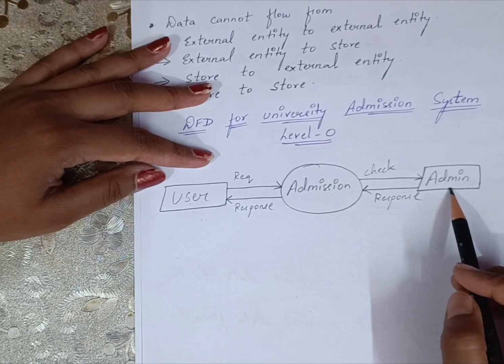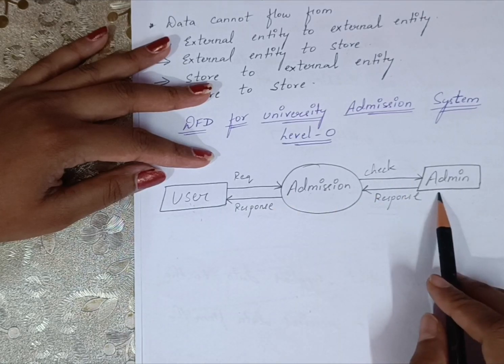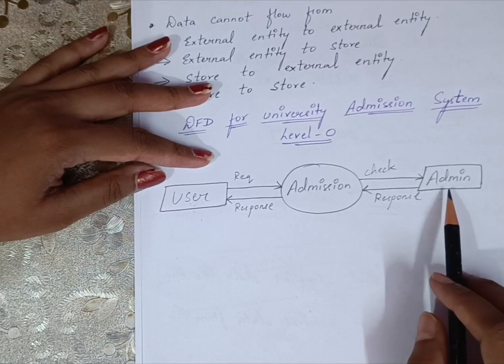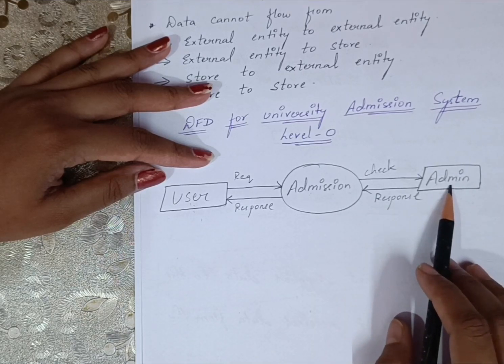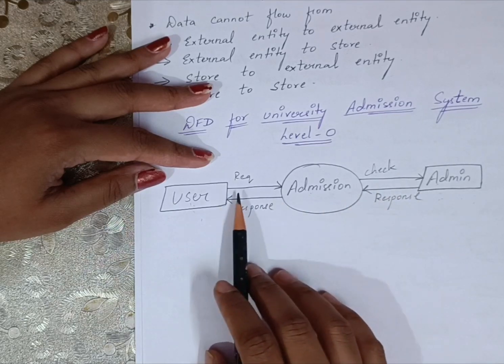So the admin then checks if the user, that is the student, is eligible, or whether he has to be rejected. So this is what the admin does here. That response he has to give. So this is how the data flows.